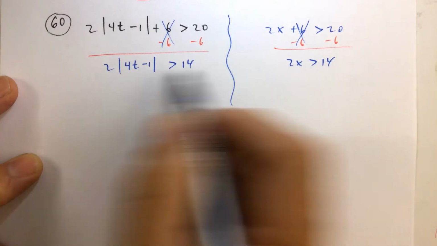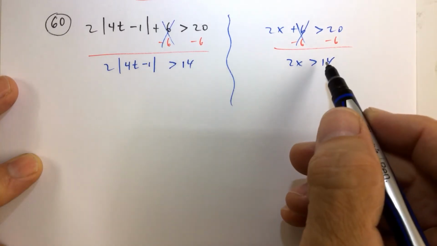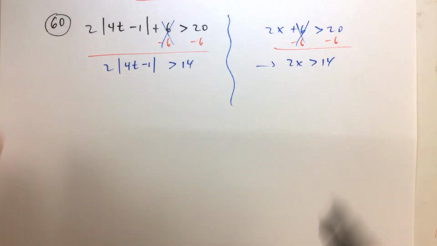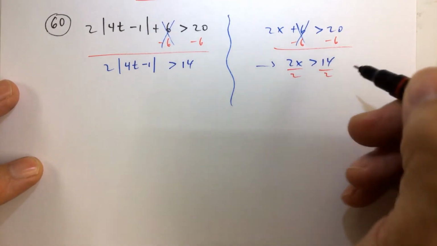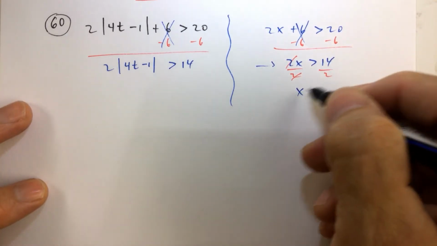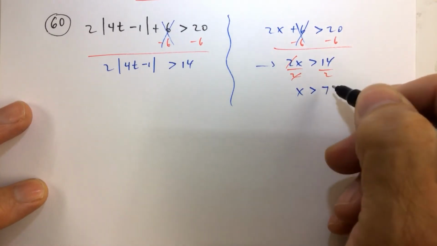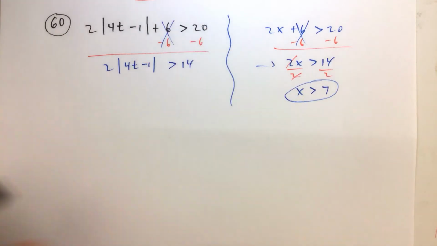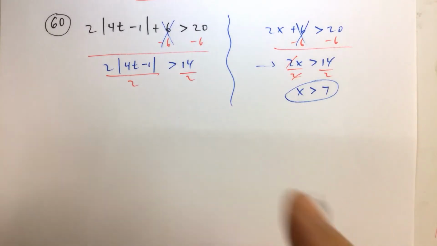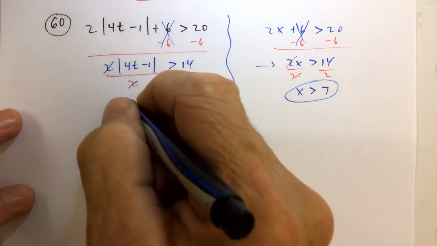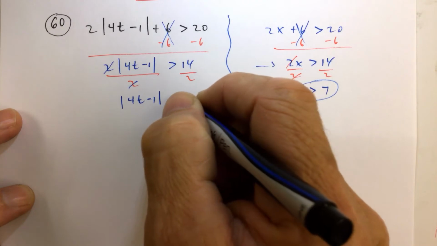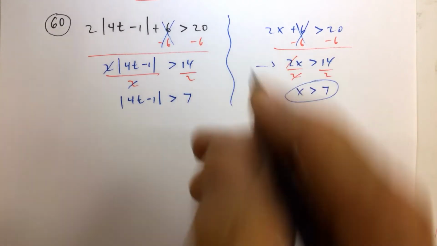So we have similar inequalities here, and over in this case, on the right-hand side, you would think, okay, well, let's go ahead and divide by 2, and that's exactly what you should do to get the x by itself. So if you would divide both sides by 2 to get the x by itself, then you must divide both sides by 2 to get the absolute value expression by itself. So 4t minus 1 is still inside the bars. That's good. So we don't want to move that around.